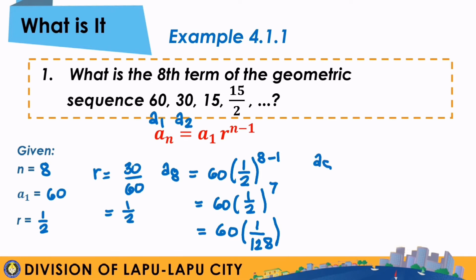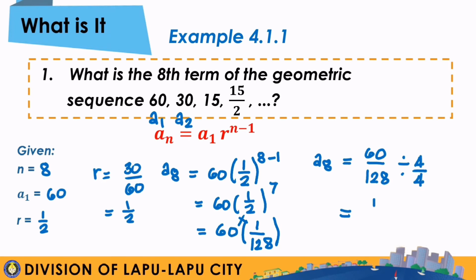Next, we multiply 60 and 1. So that is 60, and then copy denominator 128. Now, 60 over 128 is a proper fraction, but I guess we can simplify it. So what do you think is a common factor? Let's try 4. So you divide both the numerator and denominator by 4.